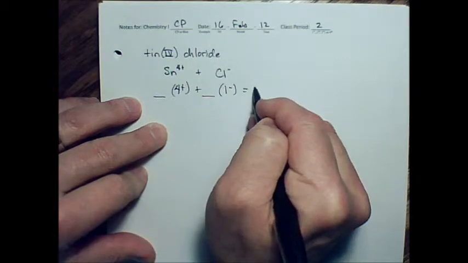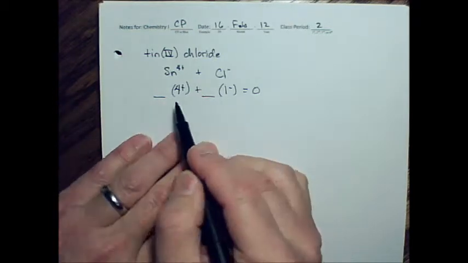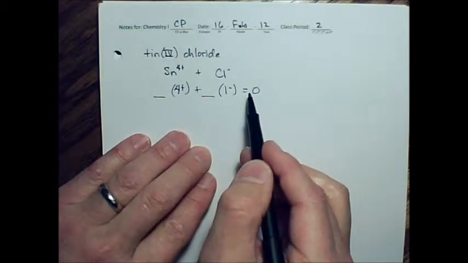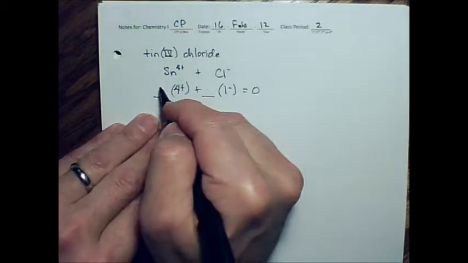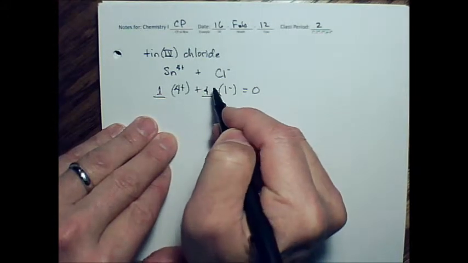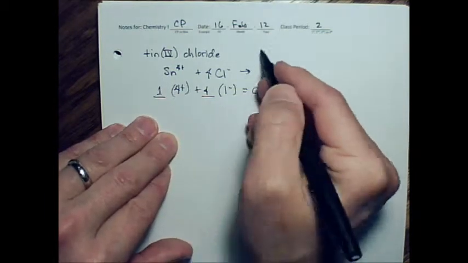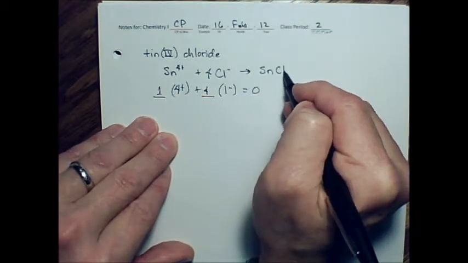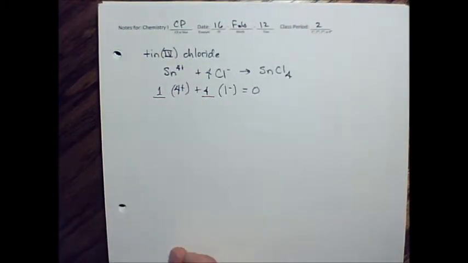We need coefficients such that this equation equals 0. What we want is a compound that has a neutral charge. What I'm doing here is calculating the charges to get a neutral compound. So what coefficients do I need? A 1 and a 4. I only need one of these, but I need 4 of these. To show they're bonded together, I use Sn and then Cl with a subscript 4. How are we doing?